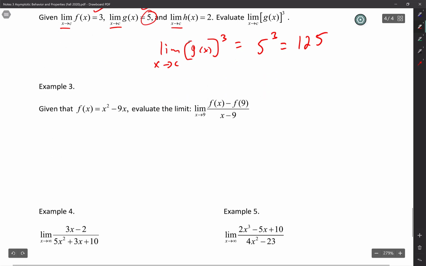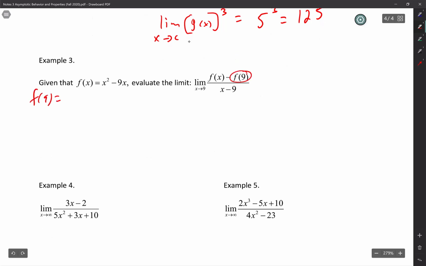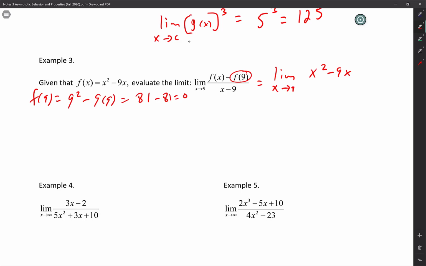All right, here we go with this one. This is actually a derivative, but we don't know that word yet, so maybe I should not have said that. Okay, I'm sorry, guys. Pretend I didn't say that word. So it wants us to do this. Let's figure out what f of 9 is first. So f of 9 is 9 squared minus 9 times 9. 81 minus 81, that's 0. All right, so limit as x approaches 9 of f of x, which is x squared minus 9x minus 0. So there's no reason to put the minus 0 there, over x minus 9.